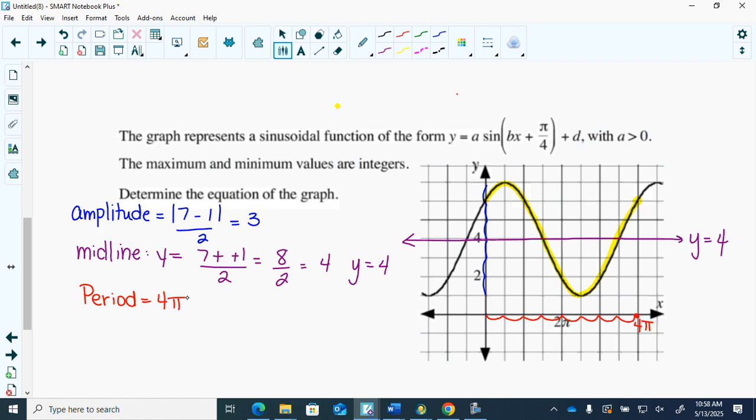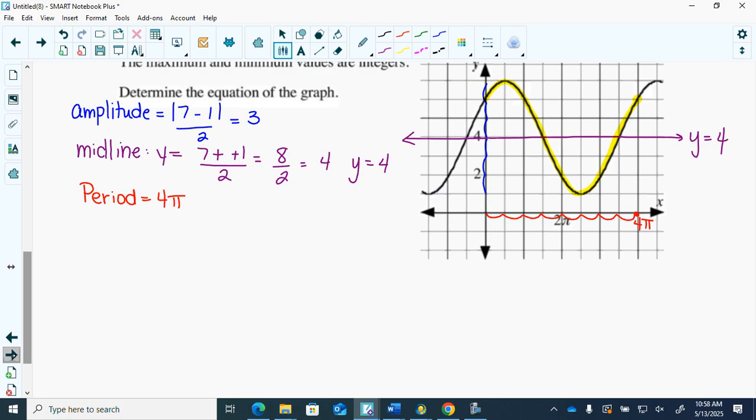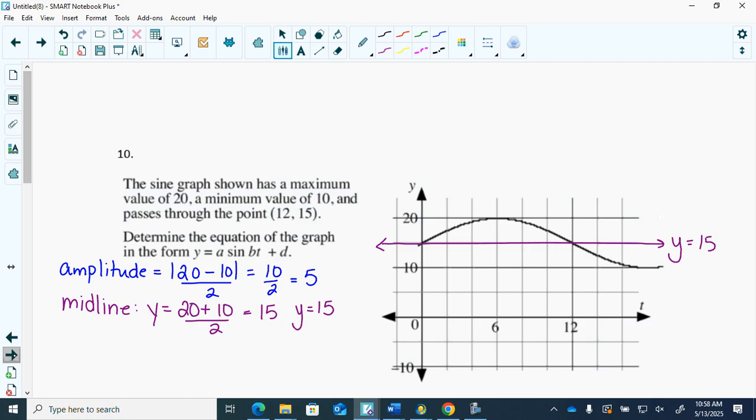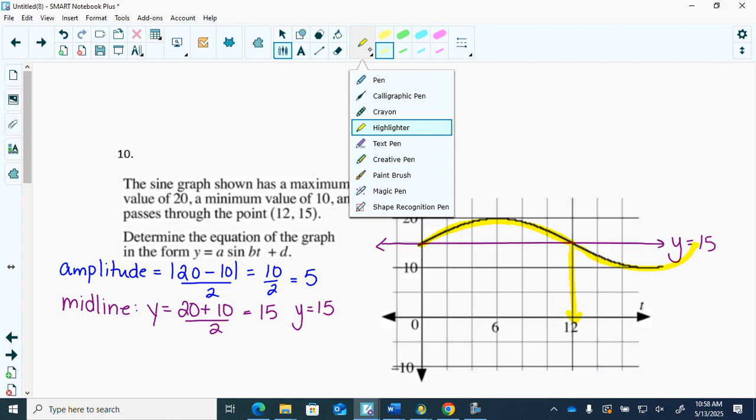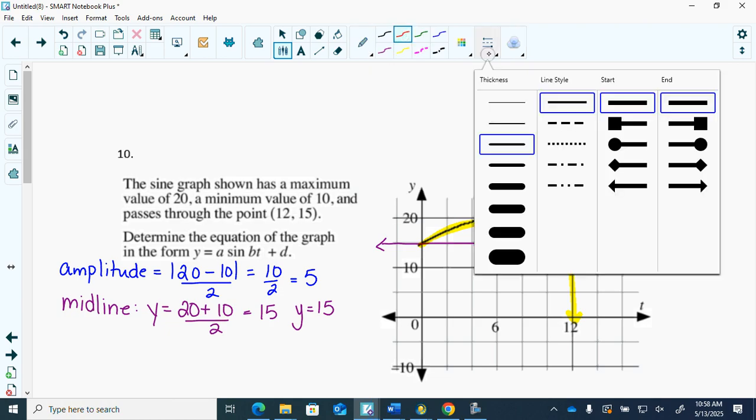Okay. Now this one, we go past the max to this height. And then we would keep going past and then back to that height, correct? So this would be half the distance, and what is it? What's half the distance? 12. So what's the period? 24.